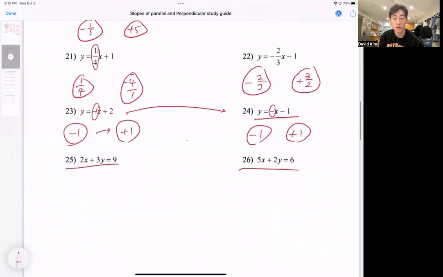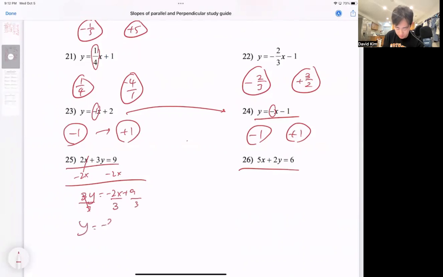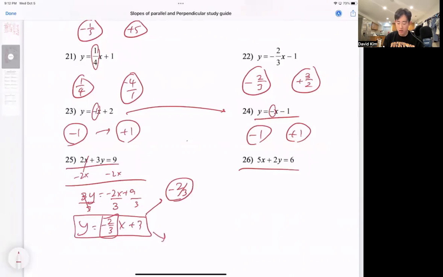These you actually have to do some work. You have to solve for y, subtract the 2x on both sides. 3y equals -2x plus 9. Divide everything by 3, which should give you a really nice slope-intercept form after. Now you tell me what the slope is, which is -2 over 3. Which means the parallel slope will be -2 over 3, and the perpendicular slope will be positive 3 over 2.